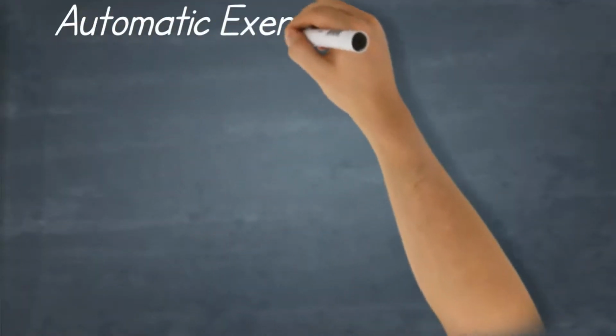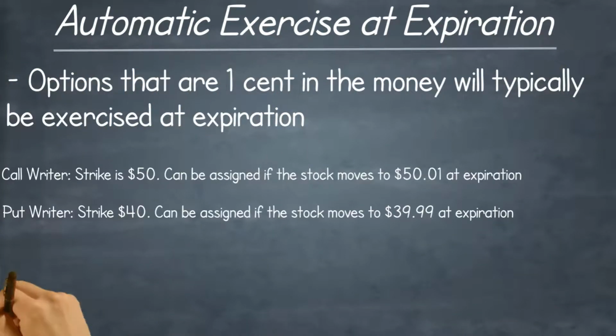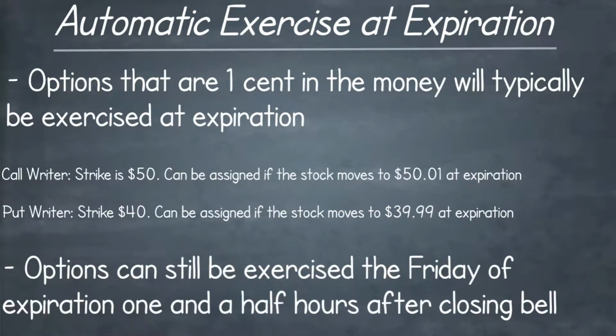The option can automatically be exercised if it's 1 cent in the money at expiration. That means if you write a call option for $50 and the stock goes to $50.01, you can get assigned. We also have an example here of a $40 put, which can be automatically exercised at $39.99, which would then mean the option writer would be assigned 100 shares at $39.99.